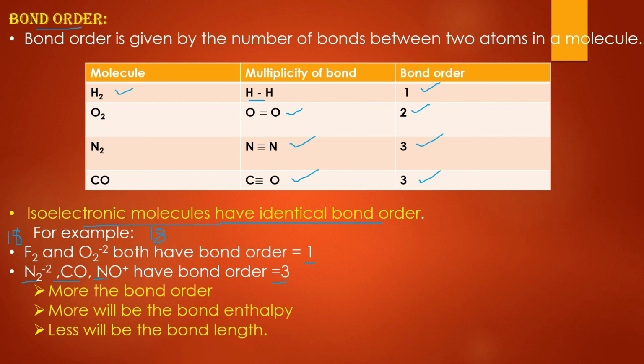Now the next point is, the more the bond order, the more will be the strength of the bond, so more energy is required, so more will be the bond enthalpy to break this bond, and less will be the bond length, right?